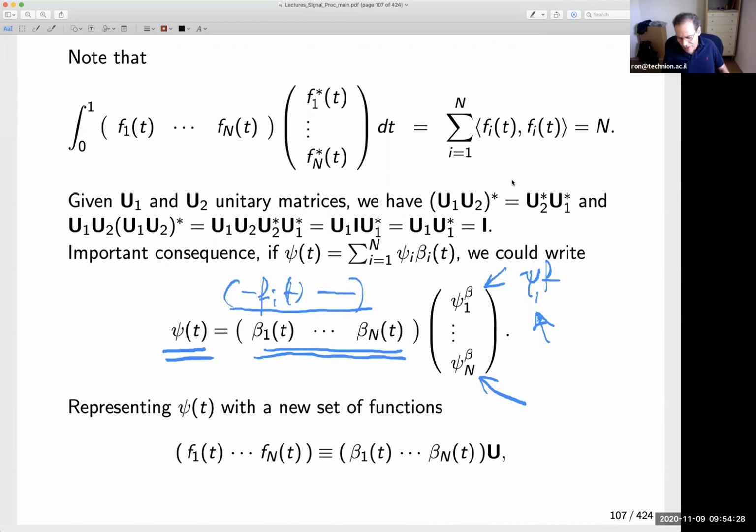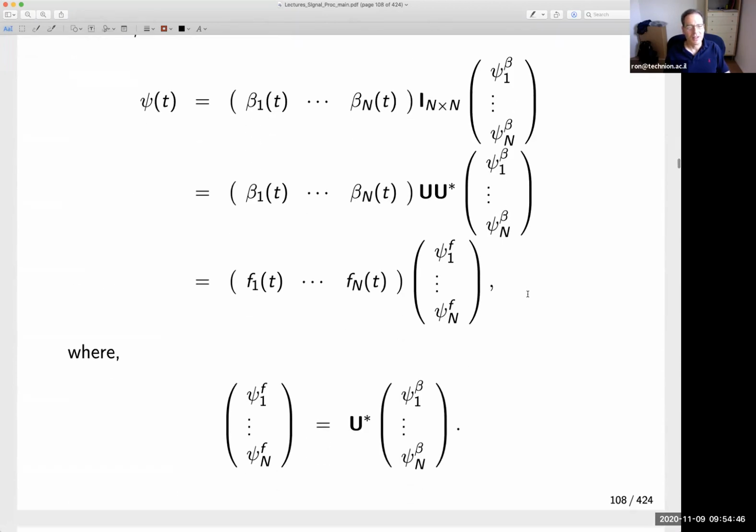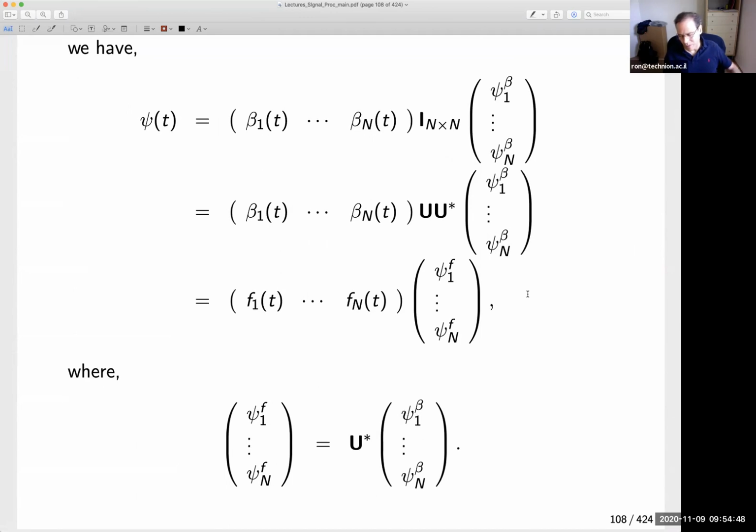Recall that the f's are defined as beta times u. So what can we do in order to find out how the coefficients of f would look? I just have to do the inner product. And this is what we'll do. So we know that psi of t is equal to the beta functions times the coefficients. Okay, this is something that we know.